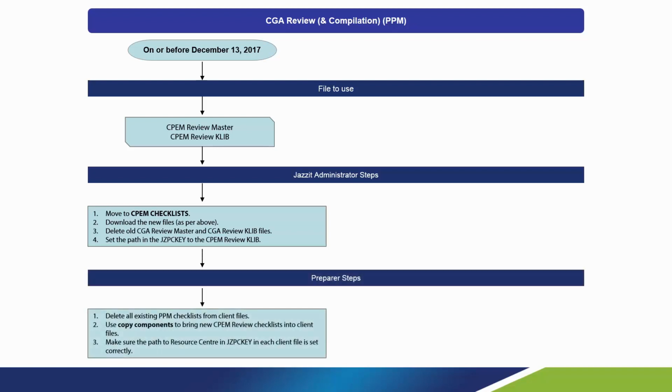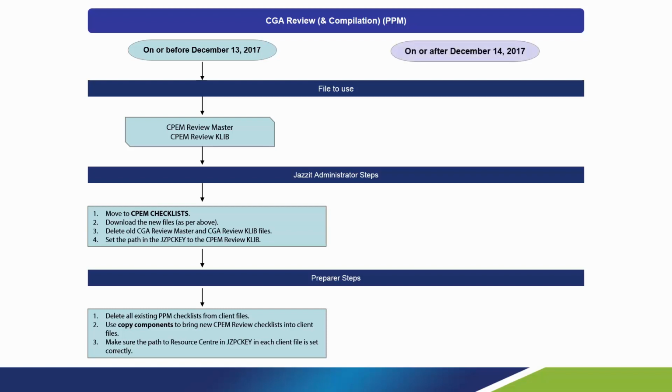The preparer would need to delete all existing PPM checklists from the client file and use copy components to bring in the new CPEM review checklist, including the JZPC key control document, from the CPEM Review Master. They will then make sure that the path in the JZPC key control document is set to the Resource Center.